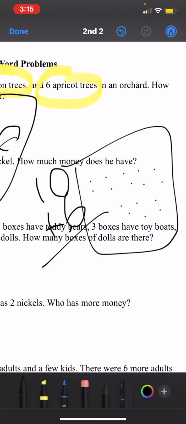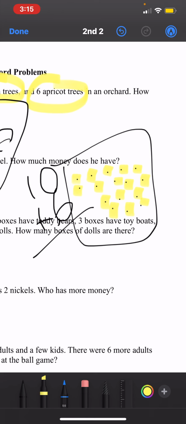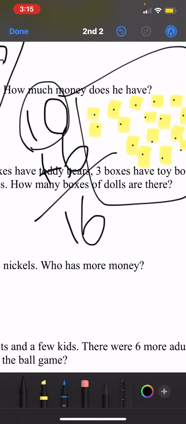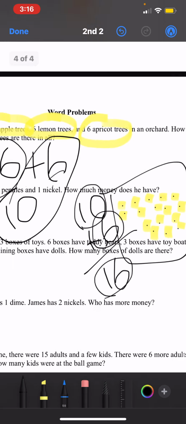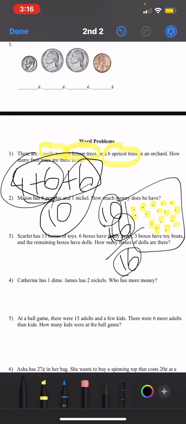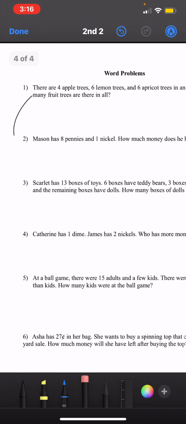Now let's combine them. There's 1, 2, 3, 4, 5, 6, 7, 8, 9, 10, 11, 12, 13, 14, 15, 16. There are 16 dots in the box. So that means 10 plus 6 equals 16. So that tells us that by adding all of the trees, there are 16 fruit trees in total. Okay, we're done with number 1. Let's go to number 2.